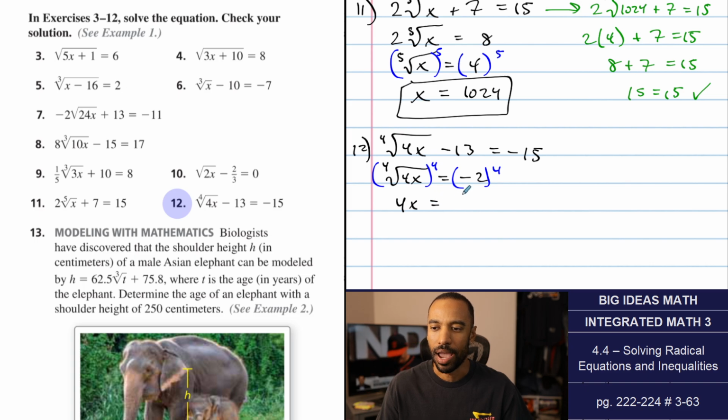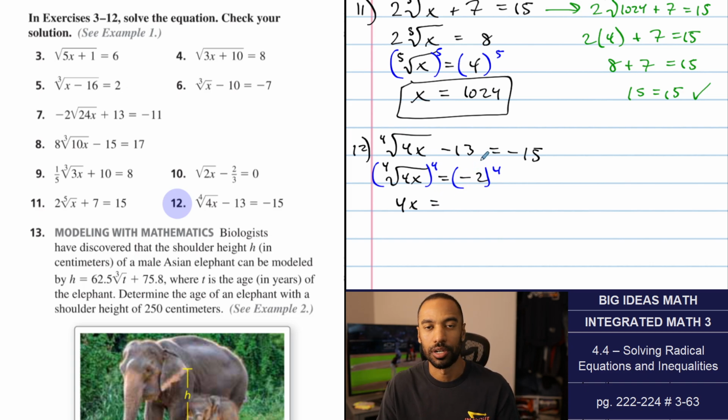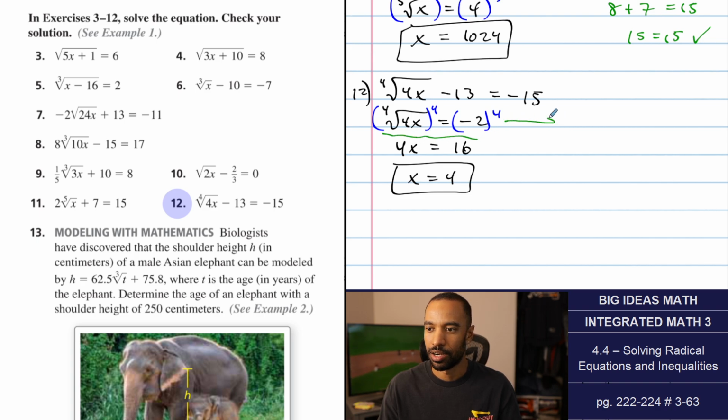The right side, however, negative 2 to an even power will turn positive. Negative 2 to the 4th power is the same as 2 to the 4th power. It's positive 16. Divide both sides by 4, you get x equals 4. Let's double check this one. Let's take a look right there at this stage.